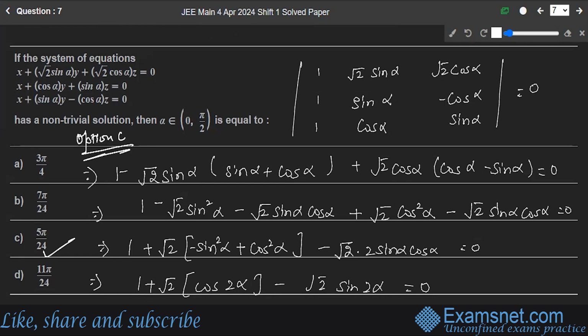Hope you understood this. See, the discriminant was equal to 0 because the solution was a non-trivial solution. For the non-trivial solutions, the discriminant is always equal to 0. That is why we chose this method for solution. Hope you got that. Let's move to the next question.